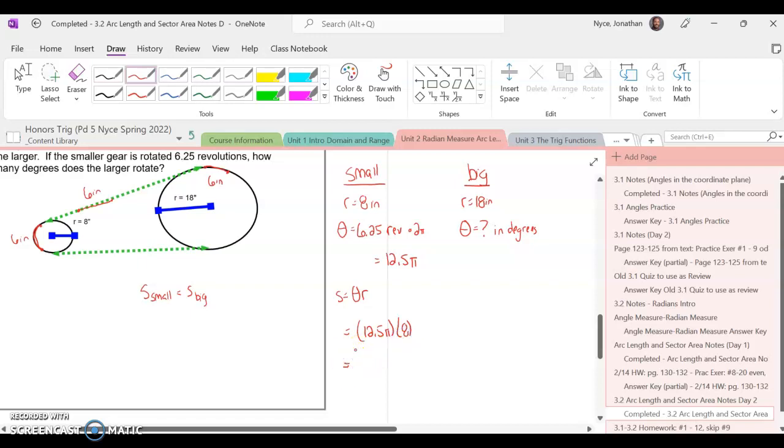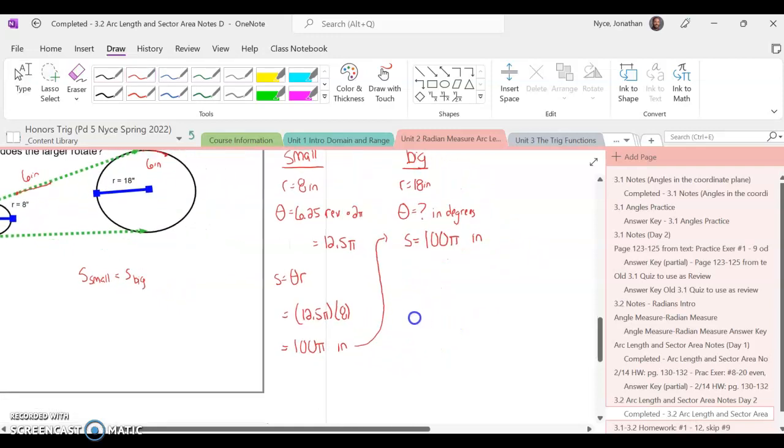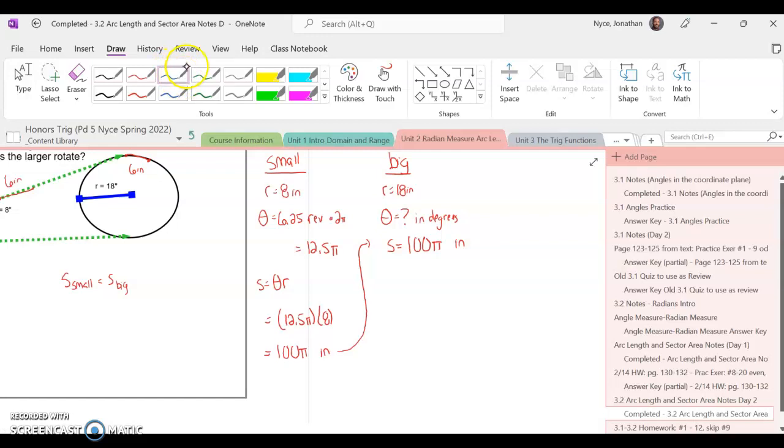12.5 times 8 is 100. So you have 100 pi inches for the small gear. Some point on that small gear is going to go through 100 pi inches when the small gear rotates 6.25 revolutions, which means some point on the big gear is also going to go through 100 pi inches. So we're just going to do another arc length problem for this one.